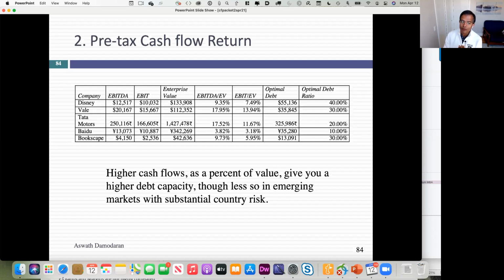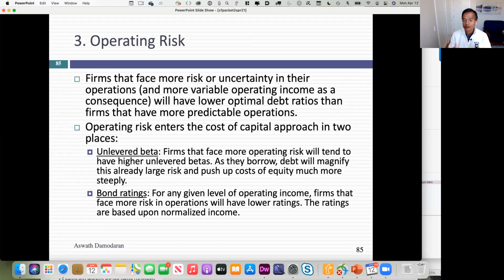It's not because you've made a mistake, but even getting to a 10% debt ratio in your company is putting them at severe risk. And finally, risk matters, right? Riskier companies, holding all else constant, should have lower optimal debt ratios than safer companies. And there are two inputs in your calculation that will capture that.